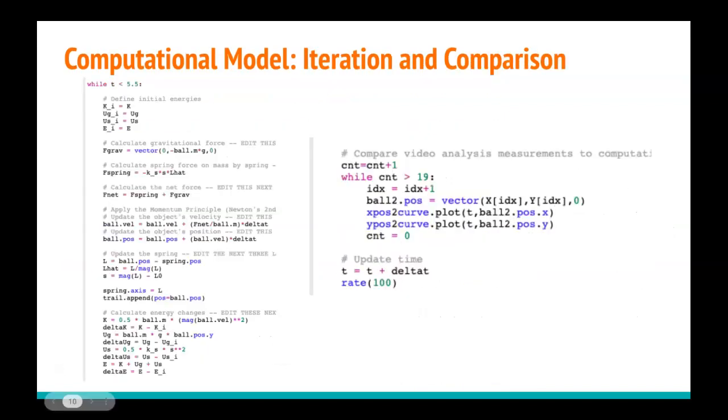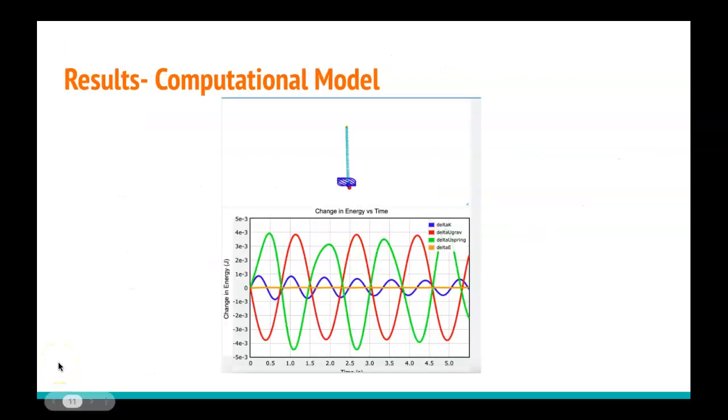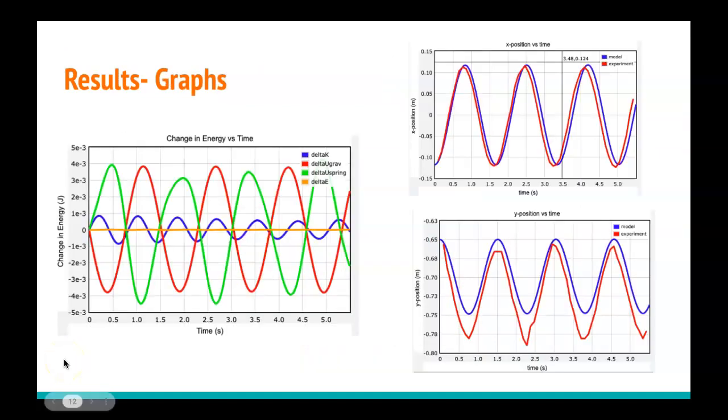Here is the code for the iteration of the computational model, as well as the code for the comparison between the experimental and the computational model. After the code was run for a fairly long period of time, the results were this diagram along with 3 graphs. The first graph on the left shows the change in all of the energies versus time. The other 2 graphs show the x and y positions as a function of time when comparing the experimental and computational model. The experimental model is in red and the computational model is in blue.